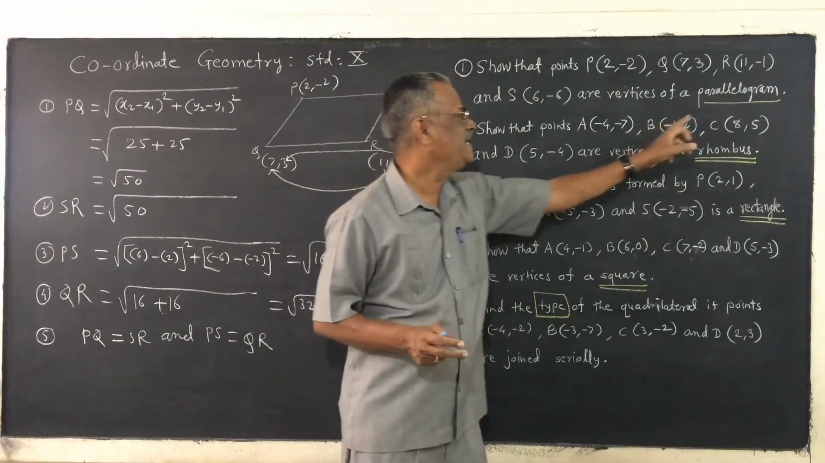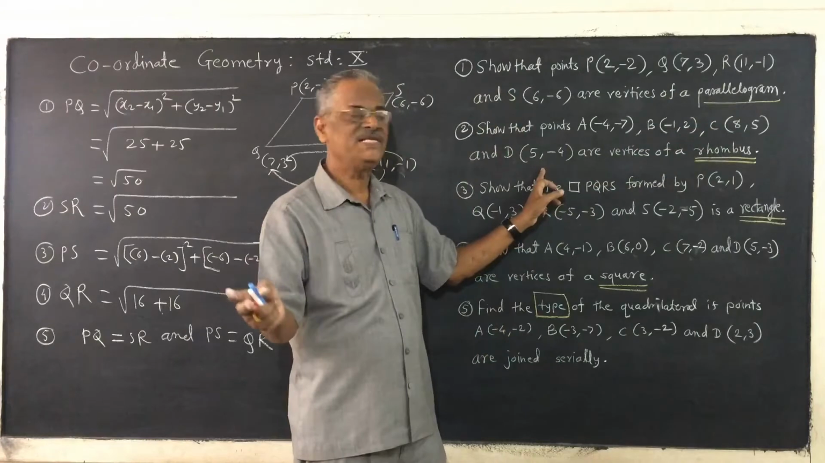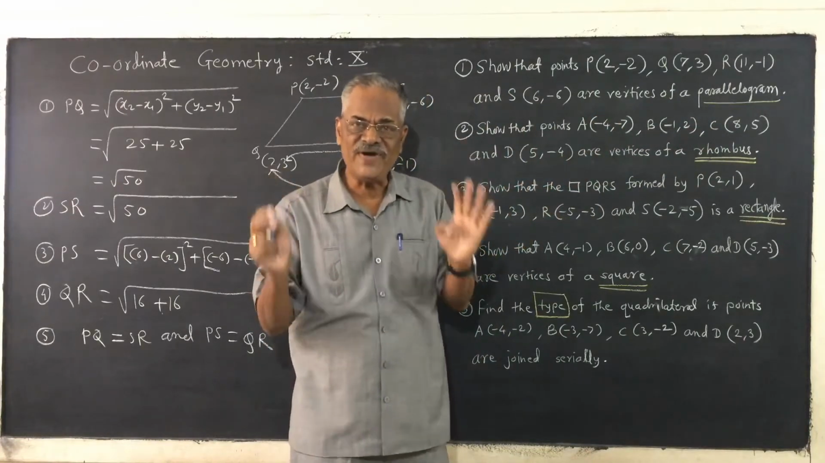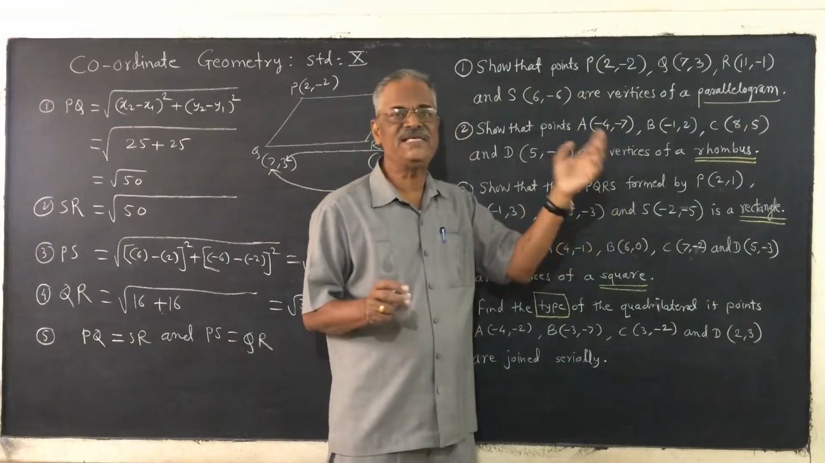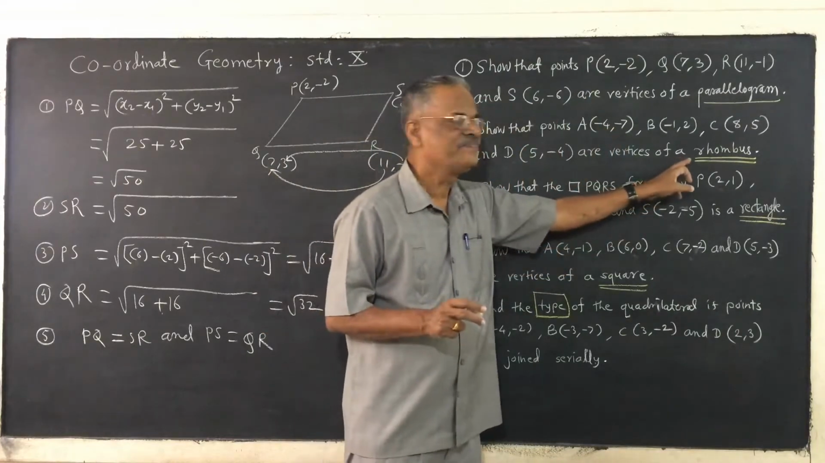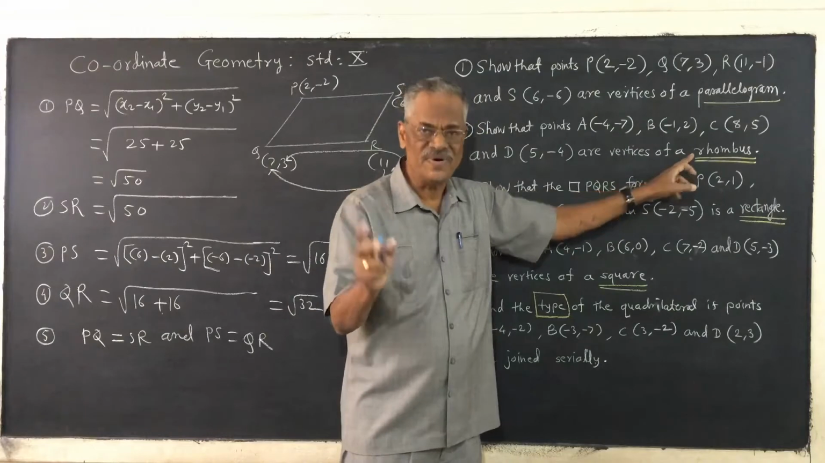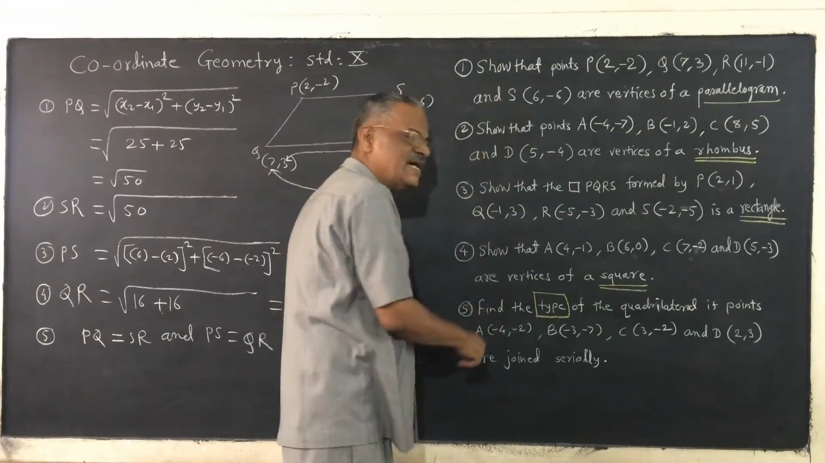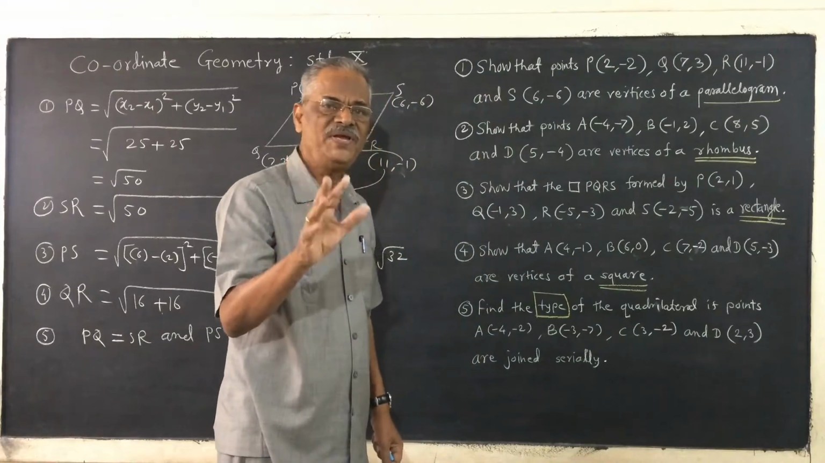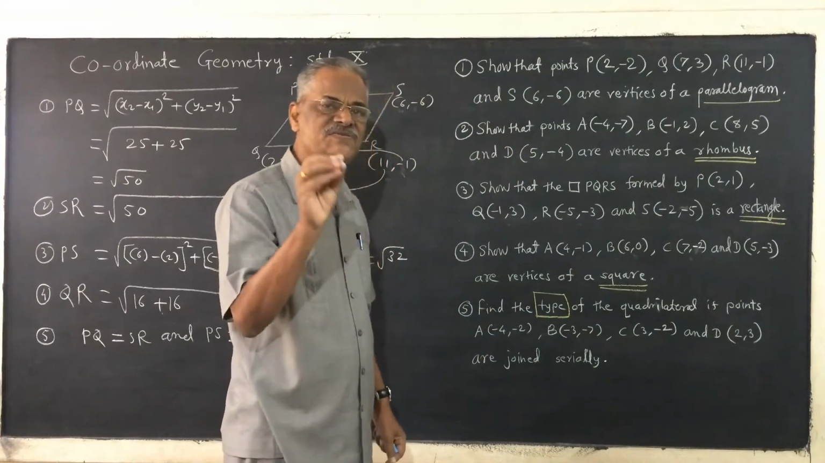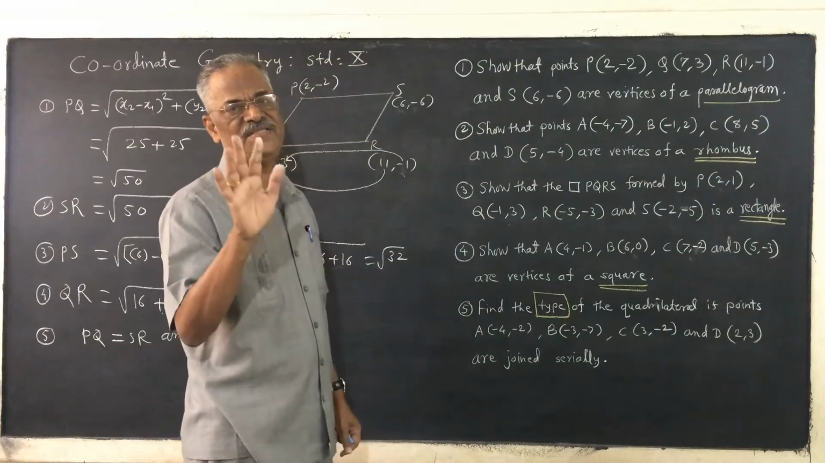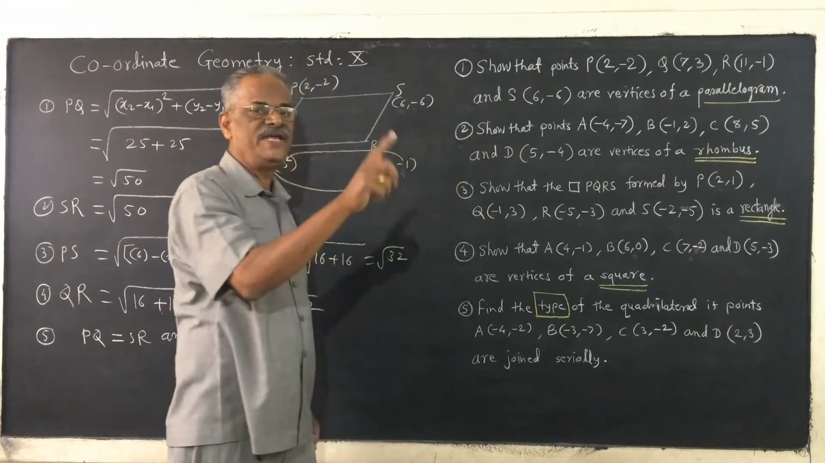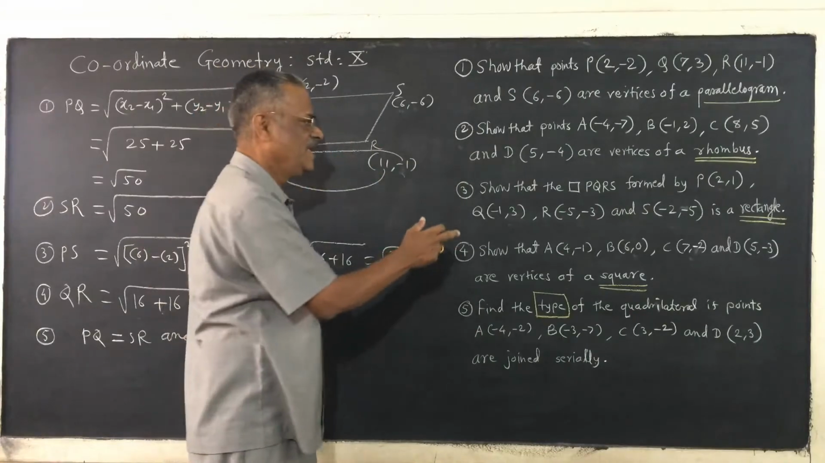You calculate CD by using the distance formula. Then you calculate AD, and you find all segments are equal. Then you can write down that it is a rhombus. So this is the technique. In all examples, you are going to use the distance formula properly. That is very important. So for this second example, find out all sides.